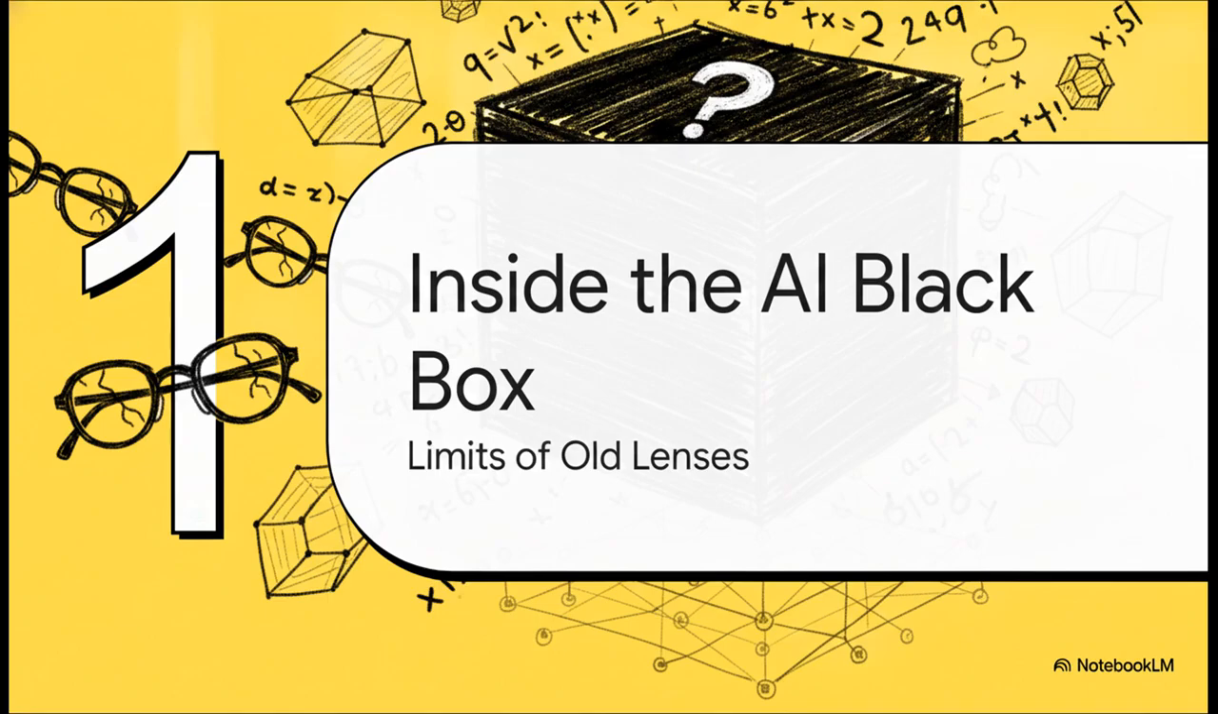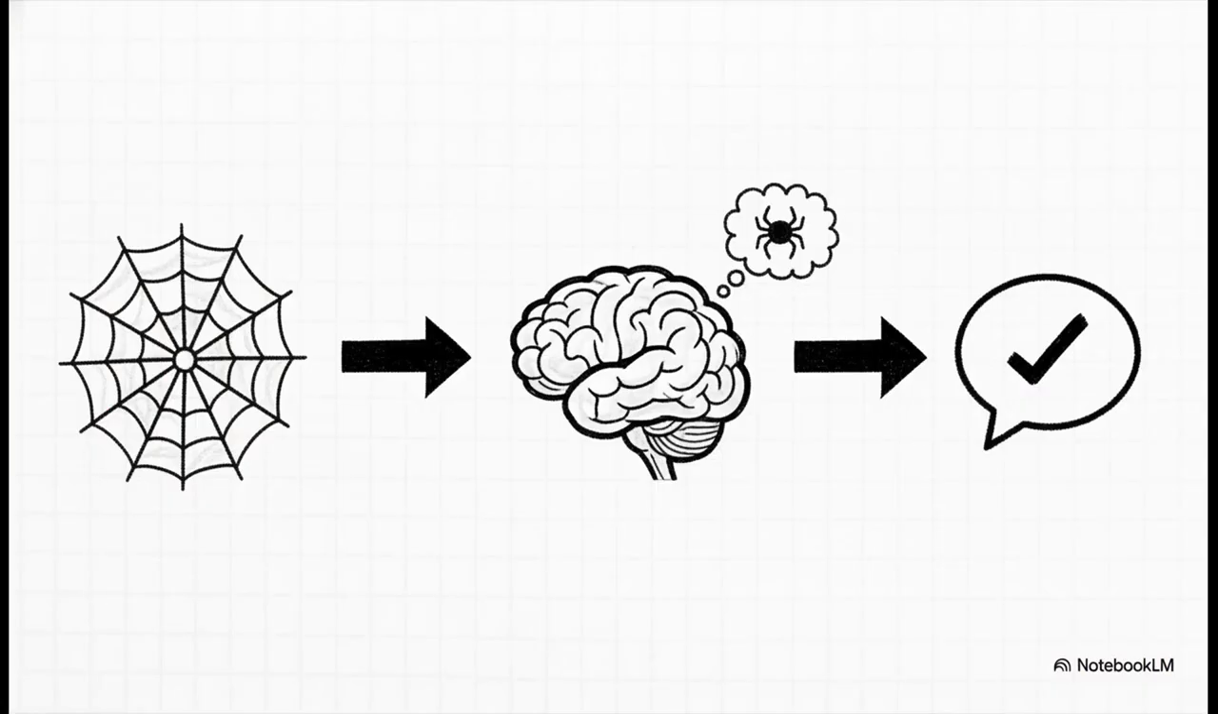Starting with Section 1. Inside the AI black box and the limits of the old lenses we used to rely on. Think about this classic multi-hop logic puzzle for a second. The prompt is, the number of legs on the animal that spins webs is. Now, to get to the correct output, which is 8, Claude needs to use a silent intermediate concept. It has to realize, without saying it, that we are talking about a spider. But the word spider is never actually spoken by the AI. It's a completely unspoken working variable. The huge question for AI researchers has always been, how in the world do we see that silent concept when it's just buried deep in millions of mathematical activation dimensions?